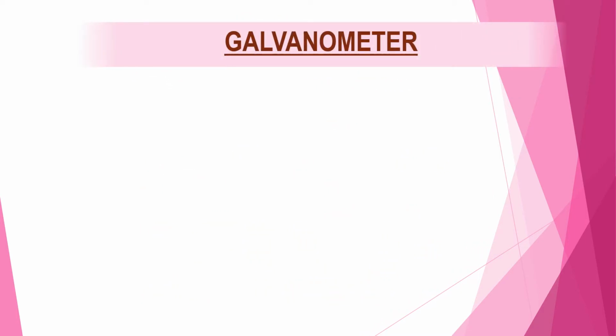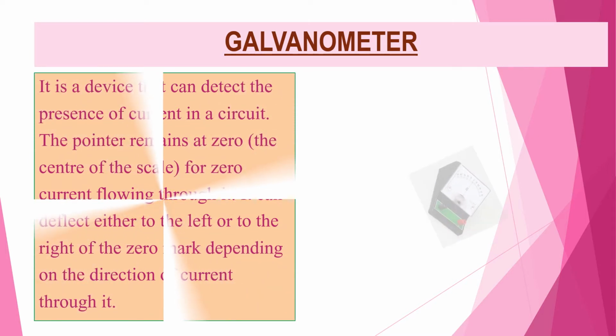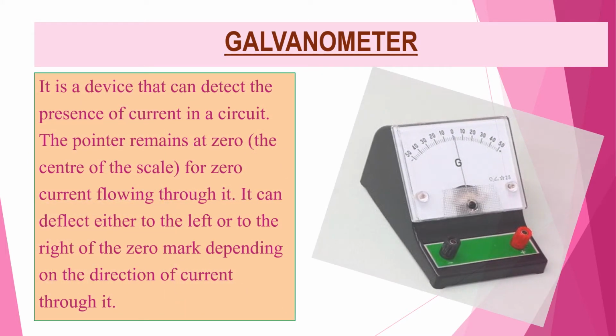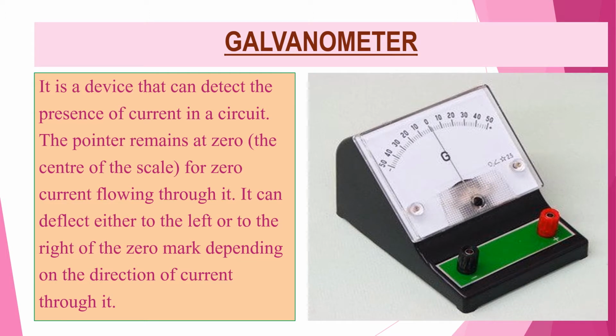Children, before moving to our main topic, I would like to introduce a new device which we commonly use in our experiments, that is the galvanometer. A galvanometer is a device that can detect the presence of electric current in a circuit. The pointer of the galvanometer remains at 0, that is at the center of the scale, if there is no current flowing through the circuit. It can deflect either to the left or to the right of the 0 mark depending on the direction of electric current through it.